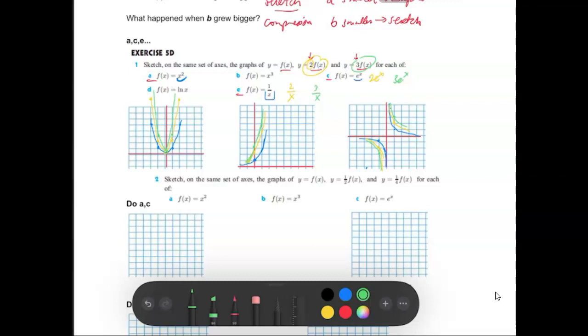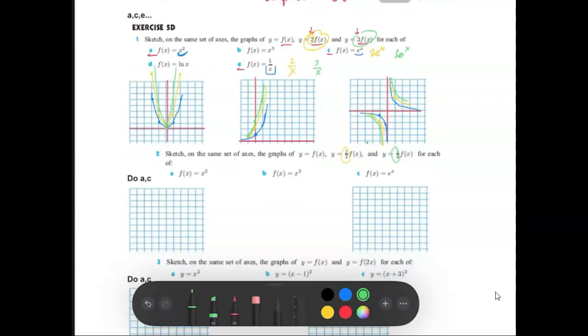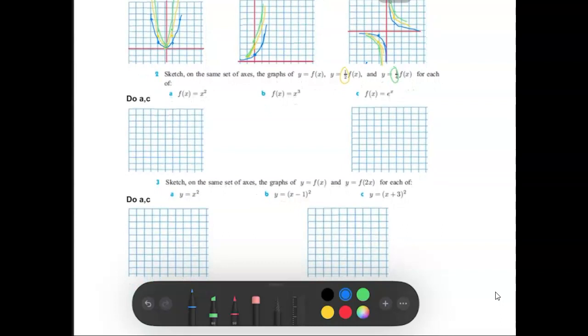Okay. All right. Now let's do the opposite. Now what we're going to do is graph vertical compressions. Right. So let's see. The first function I'm going to do is x squared.